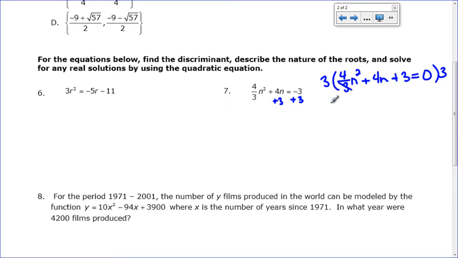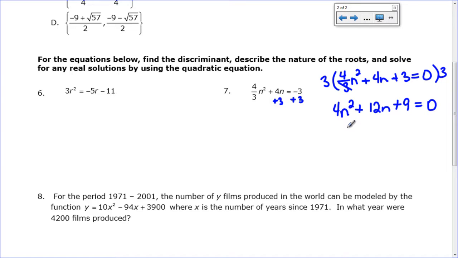So this 3 will cancel out that 3, so I'll have 4n squared left. But then I have to do 3 times these two also. So 3 times 4 makes 12n, and 3 times 3 makes 9. And of course 3 times 0 is still 0. So here's my quadratic. I've cleared out the fraction, and as long as I multiplied every single thing by 3, I haven't changed the function.